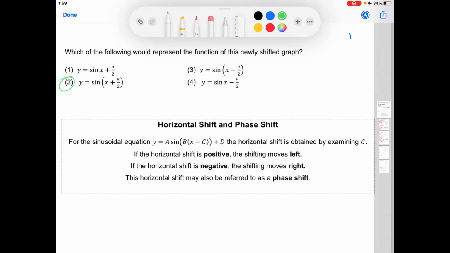For the sinusoidal equation y equals a sine bx minus c plus d, the horizontal shift is obtained by examining c. If the horizontal shift is positive, we're moving to the left. That's why we did positive pi over 2 here. If the horizontal shift is negative, the shift moves right. And the horizontal shift may also be referred to as a phase shift.